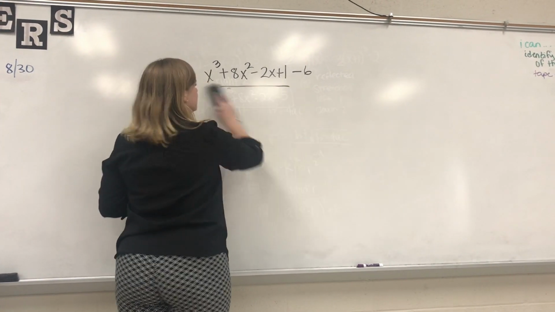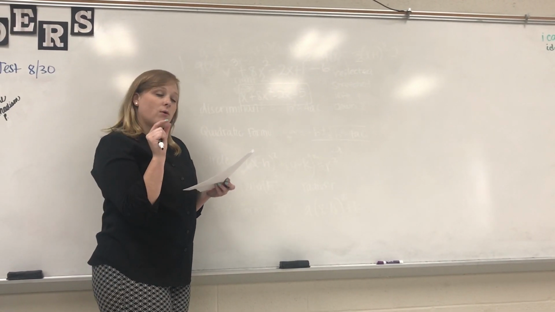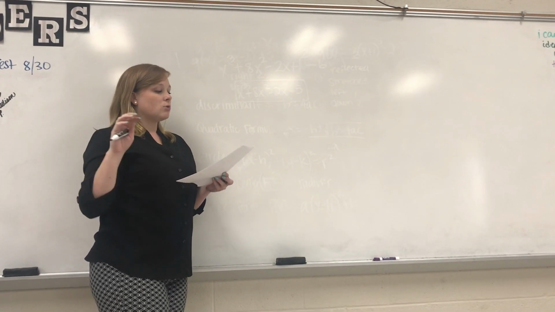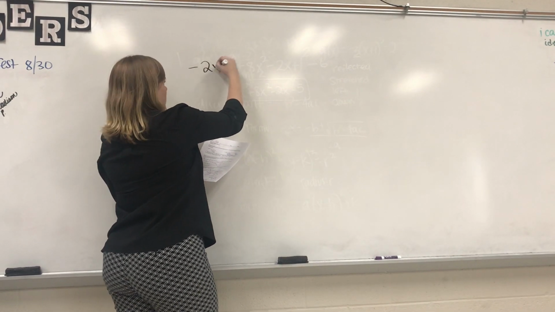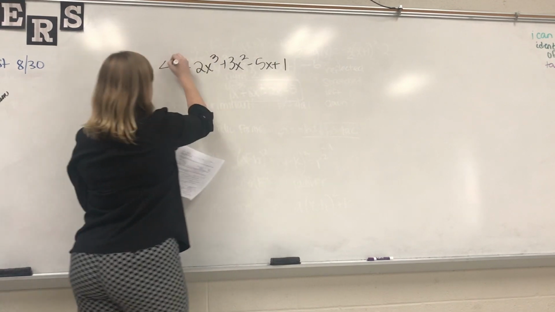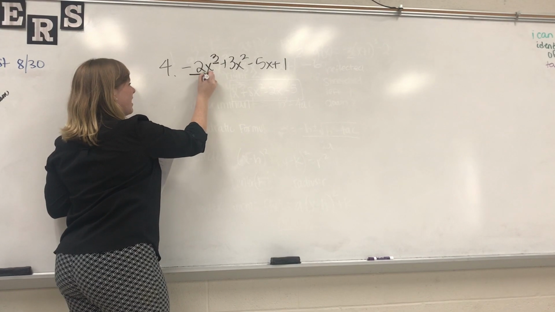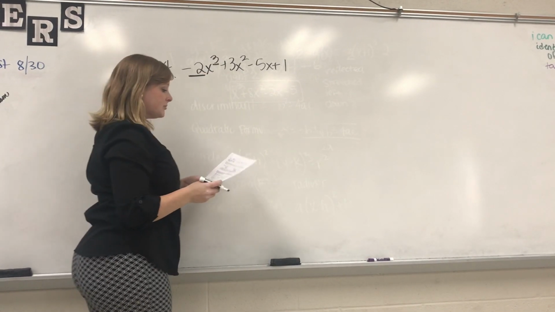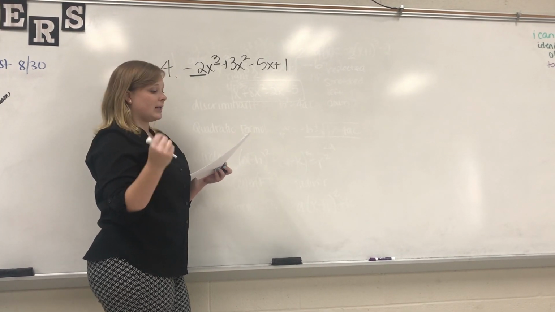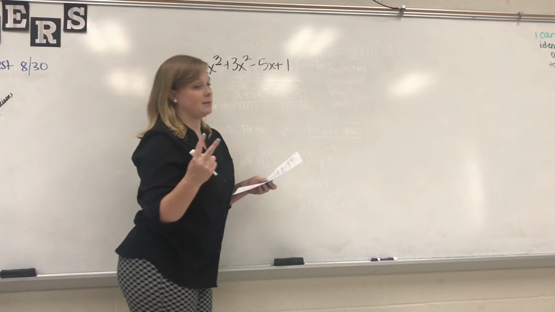Numbers 4, 5, 6, and 7. Remember, when we're talking about end behavior, we're just looking at that first leading coefficient, whether it's positive or negative, and we're looking at that leading exponent, whether it's even or odd. So number 4, I have an odd degree polynomial with a negative leading coefficient. So I'm looking at A, B, C, and D for an odd exponent and a negative leading coefficient, and the only thing that matches that is going to be option B.